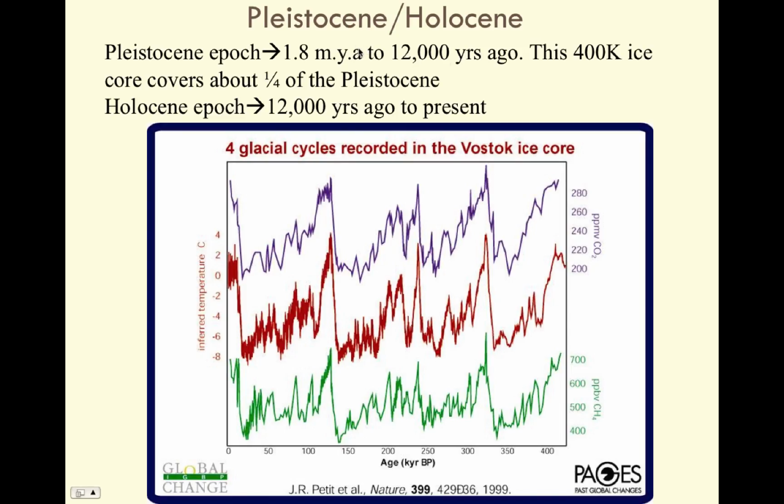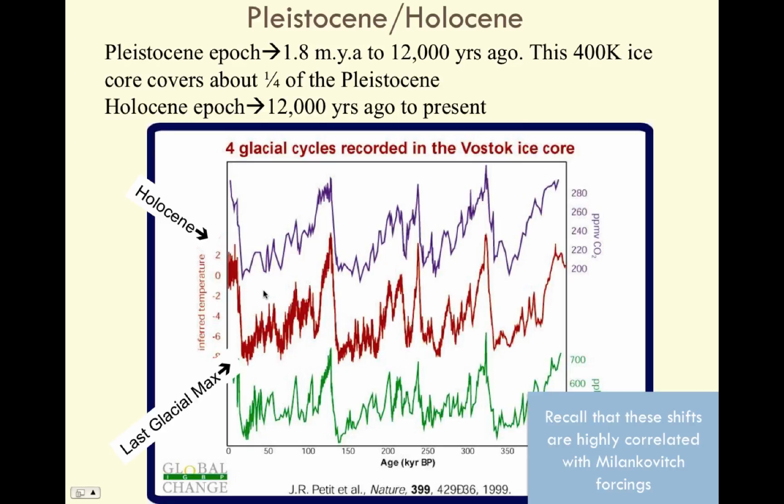So the Pleistocene extended from 12,000 years ago to 1.8 million years ago. This ice core covers about 400,000 years, so about a quarter of the Pleistocene. The Holocene period, on the other hand, was from 12,000 years ago to the present, a time of more stability. And also the last glacial maximum was about 20,000 years ago. Recall that these shifts during the Pleistocene were really correlated with Milankovitch forcings, specifically the eccentricity cycle.